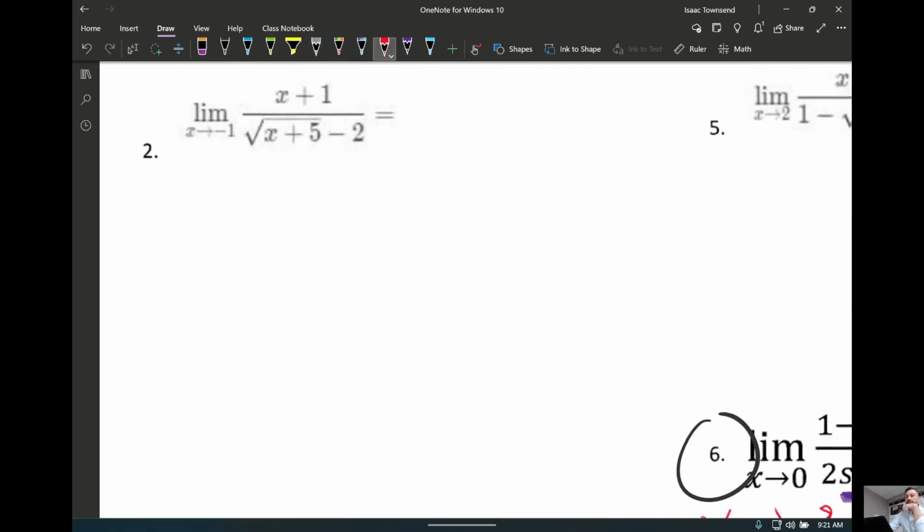Alright, so step 1. Again, I know it's tempting to just jump into what you think you should do, but make sure you need to first. Plugging in -1 gives me 0 over 0, so unfortunately I do have to deal with this indeterminate form. No factoring to be done, no trig equations. The only other one we've talked about is conjugates. So the part with the square root is in the denominator, so I really want the conjugate of the denominator. So the conjugate will be the square root of x plus 5 plus 2.